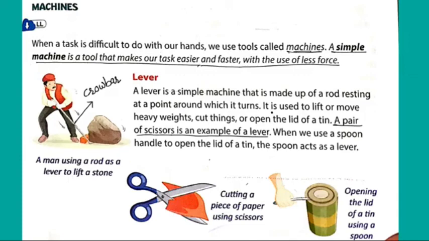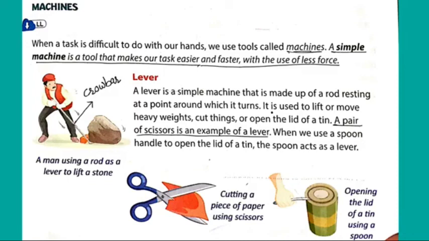A lever is a simple machine that is made up of a rod resting at a point around which it turns. It is a simple machine जिसका यूज़ हम बेड को उठाने के लिए या उसको मूव करने के लिए करते हैं. And it is used to lift or move heavy weights, cut things or open the lid of a tin. A pair of scissors is an example of a lever.